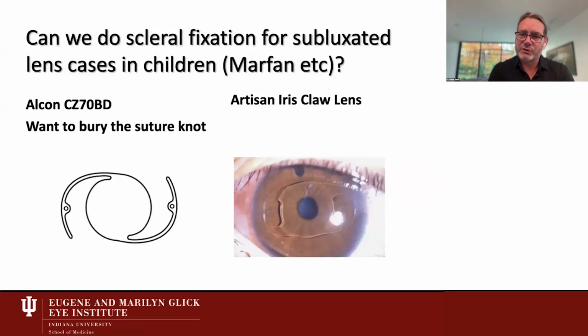Otherwise, these would be the two lenses that, in general, I would use, and it is safe to do that. Now, of course, I think the big question with subluxated lenses is when do you intervene? You don't want to intervene too early because these are not ideal options, these kind of aphakic lenses.